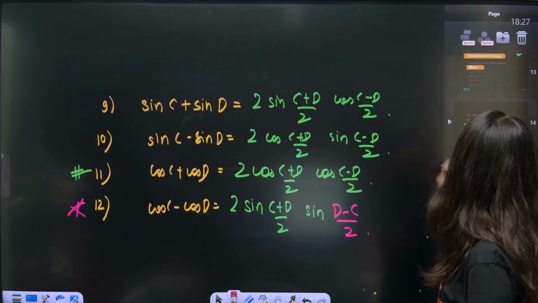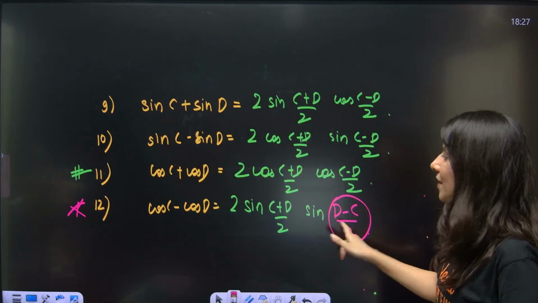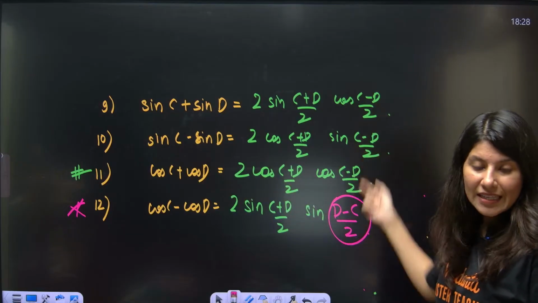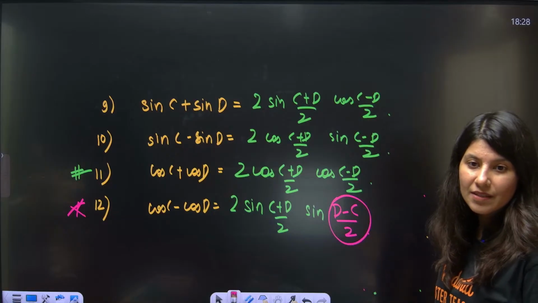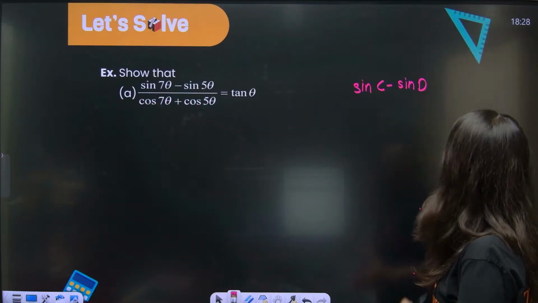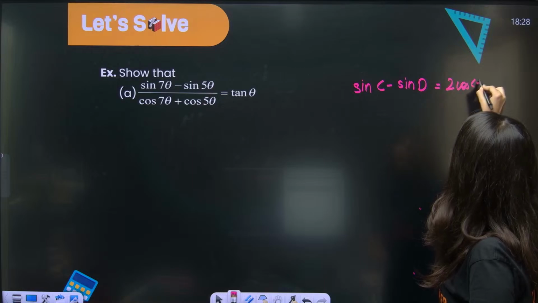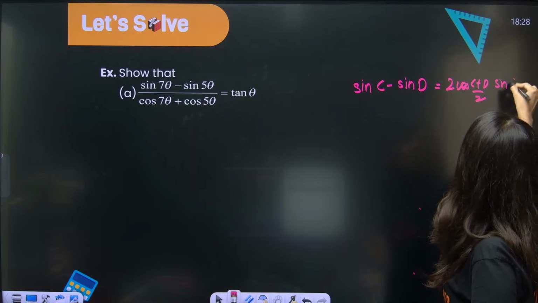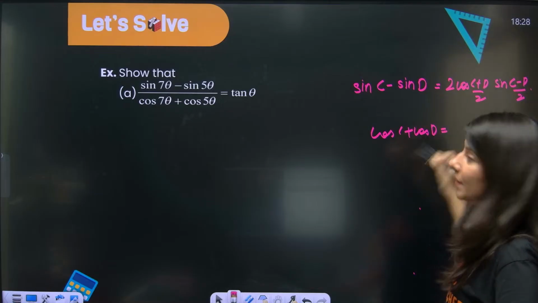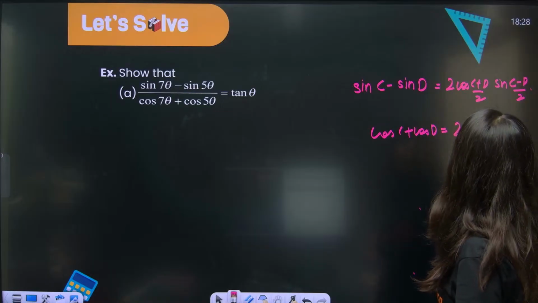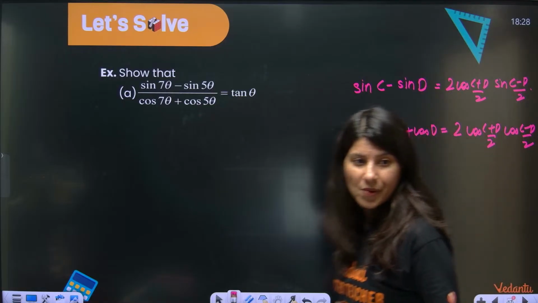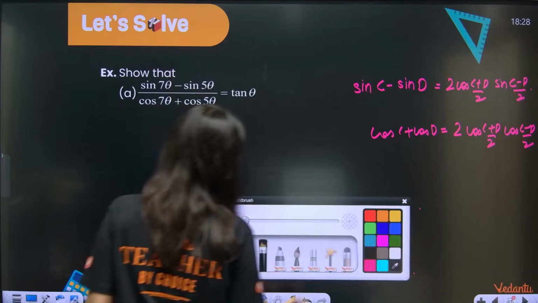See, I have written (D minus C)/2 only where there is a minus in front of the formula. Here everything is (C minus D)/2, so there is no minus sign. This is the correct formula: sin C minus sin D is 2 cos (C plus D)/2 sin (C minus D)/2. And cos C plus cos D is the all cos formula: 2 cos (C plus D)/2 cos (C minus D)/2. Apply the formula and let me know. Done? Chalo, let's do it.